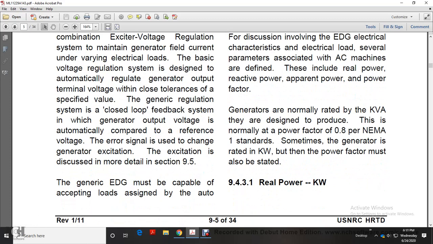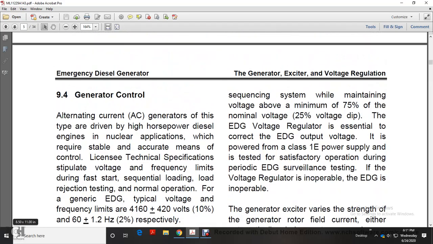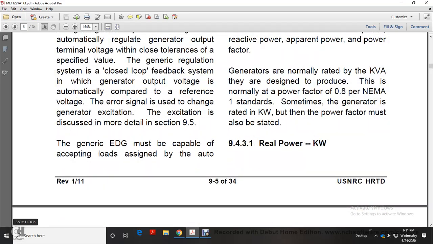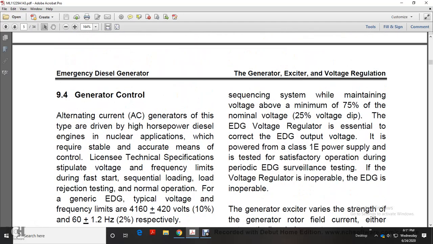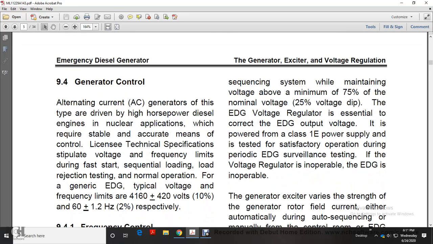A generic emergency diesel generator must be capable of accepting loads assigned by the auto sequencing system, maintaining the voltage at a minimum of 75% of the nominal voltage, a 25% voltage dip. The emergency diesel generator voltage regulator is essential for the correct emergency diesel generator output voltage. It is powered by a Class 1E power supply, with a test for satisfactory operation during the emergency diesel generator surveillance testing. If the voltage regulator is not operable, the emergency diesel generator is inoperable.